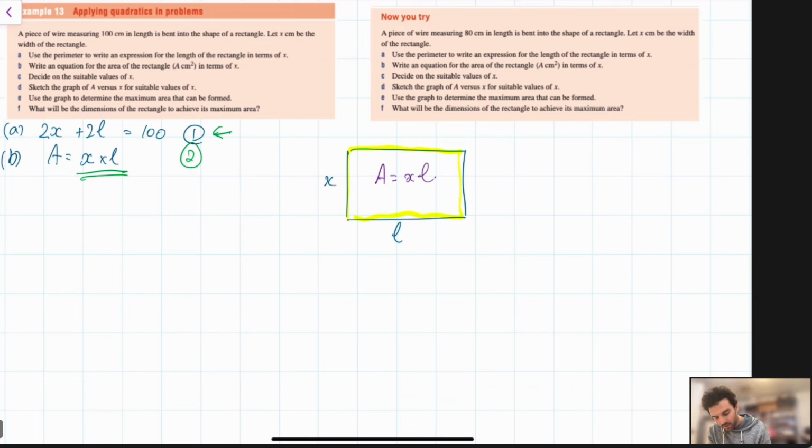So let's rearrange that. So I've got 2x plus 2L is equal to 100. 2L is equal to 100 minus 2x, divide every term by 2. And this is going to be my equation 3. Now that I can have that equation L, the length, is equal to 50 minus x, I can substitute wherever I see L with the L in my original equation here, A. So let's do that now.